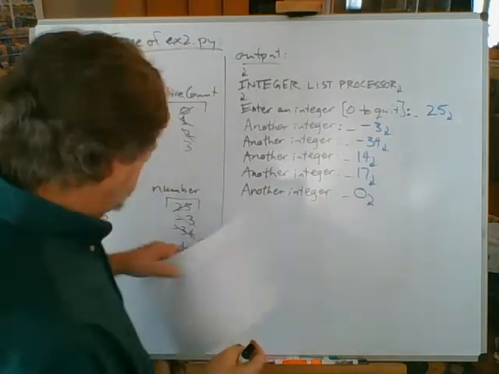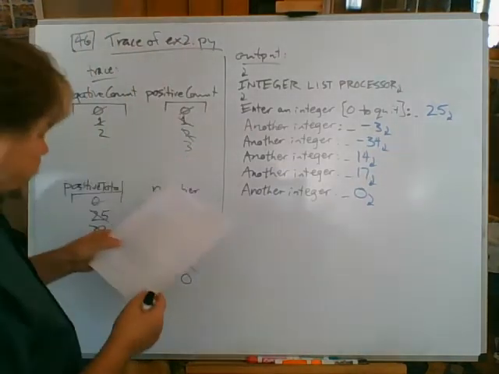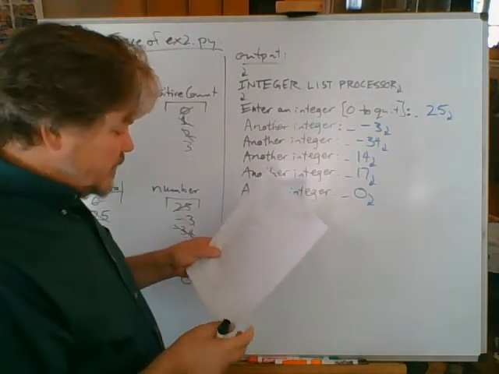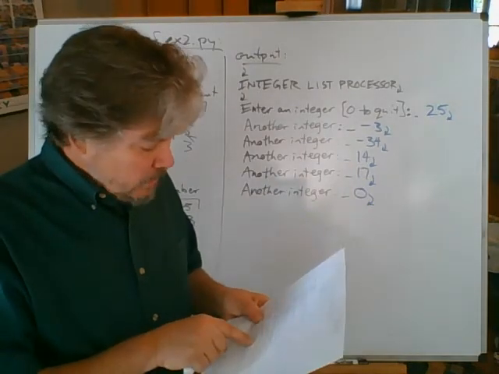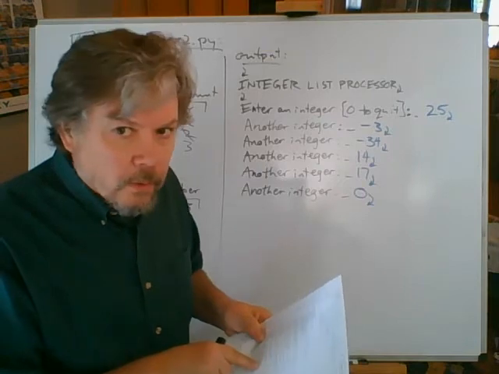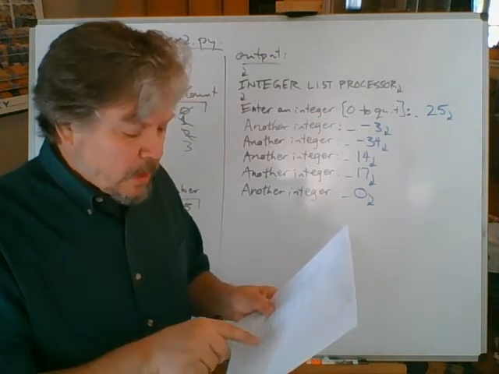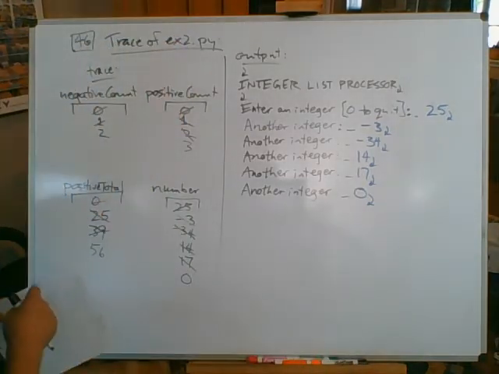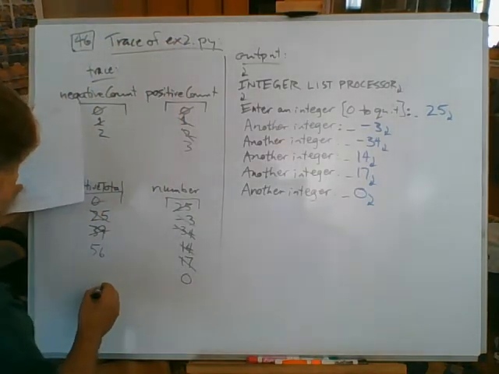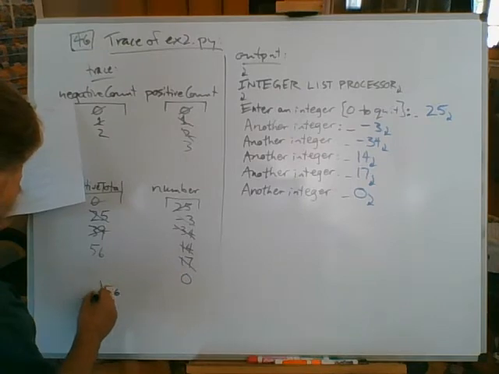If positive count's greater than 0, positive count is greater than 0. Positive average then would be equal to, look at how we can use running totals and counters. Line 47, positive total, the running total divided by positive count. That's how many positives there were. 56 divided by 3. One moment, please. 56 divided by 3.